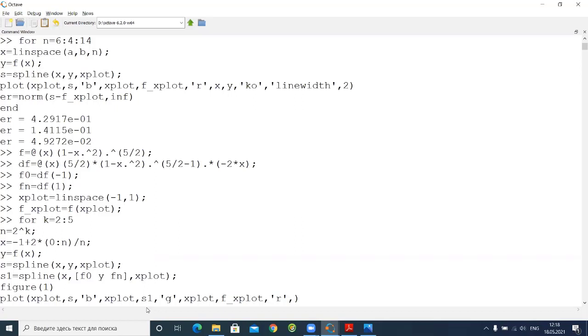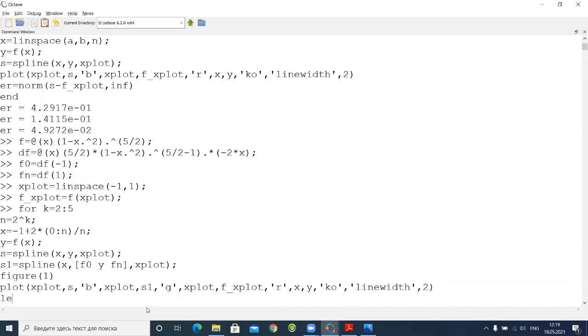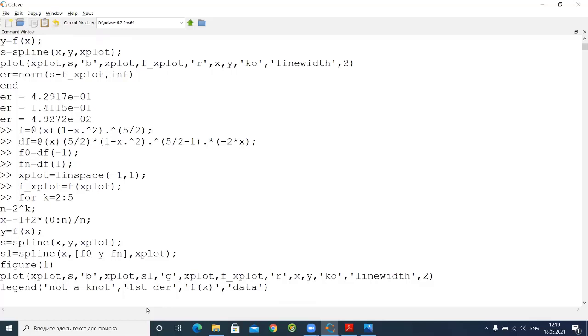So then, what do we have again? We have this data, yes? So data x, y, and ko, and line widths for these circles. Okay, now we can give names to these graphs using legend, yes? We know about it. What was the first one? This is the not-a-knot spline. Next one is the graph of the first derivative constraint spline. Let's just write like this, first derivative. Next one is the function f of x. And next one is data, yes?